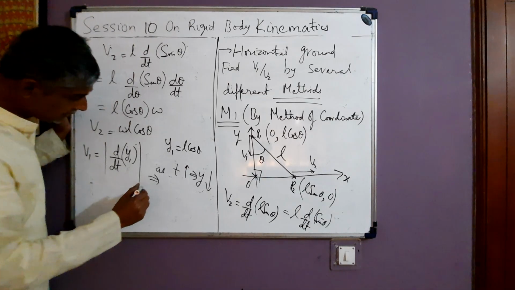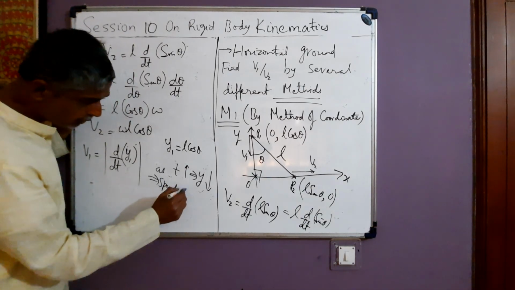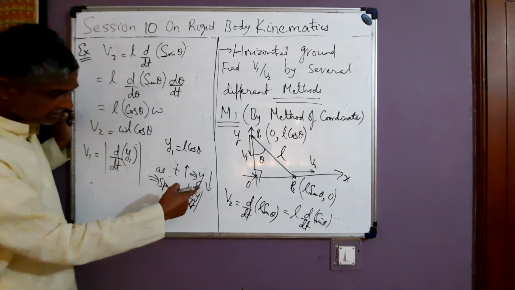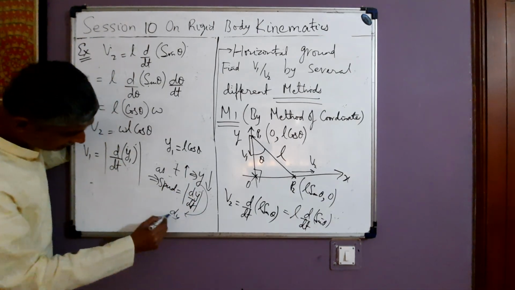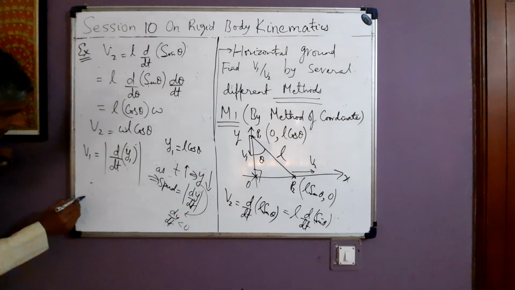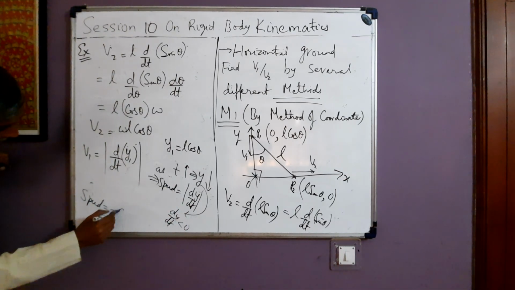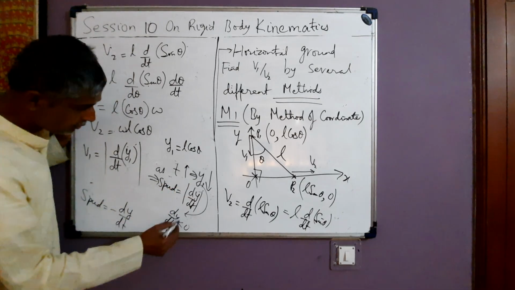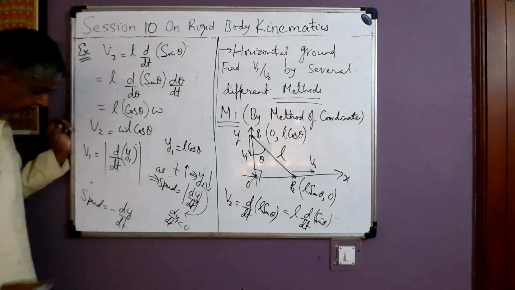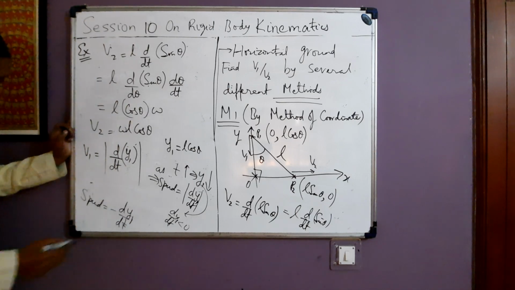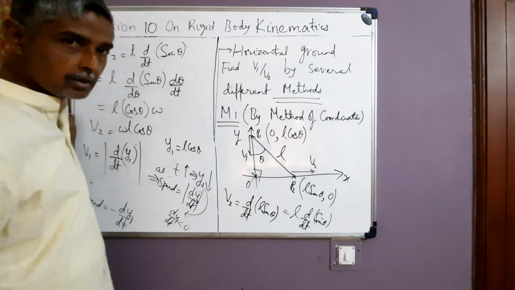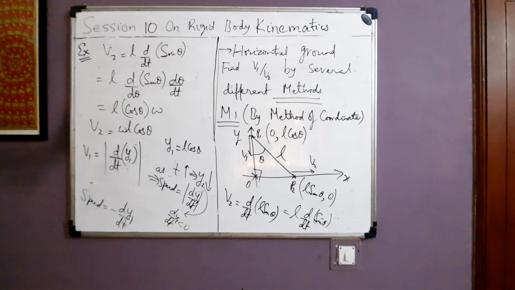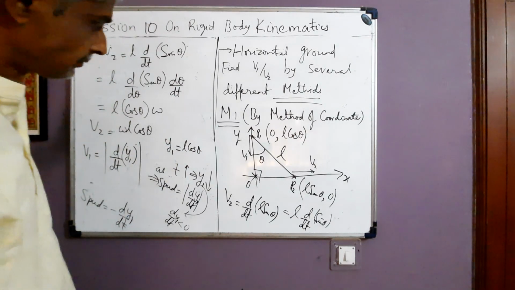Now you can see in this problem, as time passes, y decreases with time. We know that speed is the magnitude of velocity, magnitude of dy by dt. But y decreases with time, so dy by dt is negative, meaning speed is just equal to minus of dy by dt. Is it clear? Minus dy1 by dt, that is speed. Now y1 is how much? L cos theta.